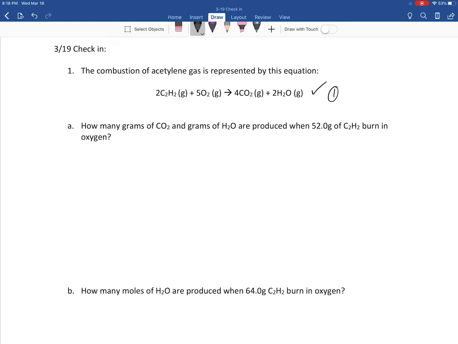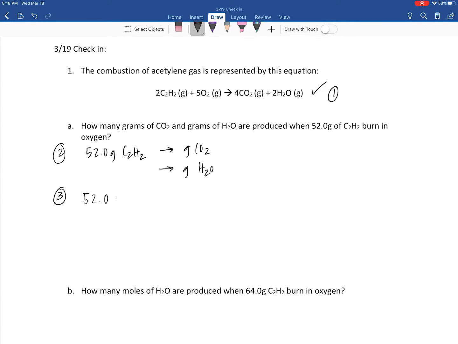The second step is we need to figure out what we're given and what we want. So in this question, it says how many grams of carbon dioxide and grams of water are produced when 52 grams of acetylene burn in oxygen. So I have 52.0 grams of acetylene, and what I'm looking for is grams of carbon dioxide and also grams of water. Okay, so the third step is to set up my grid.